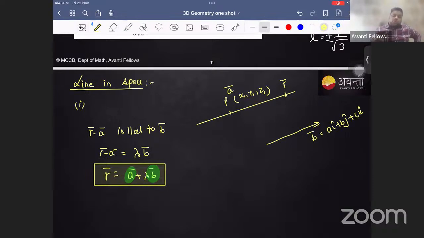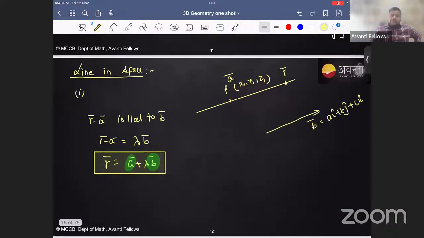Now if I want to do it in 3D, got it? See, this lambda is a parameter. You keep on placing different values of lambda, you keep on getting different points on this line. Got it?